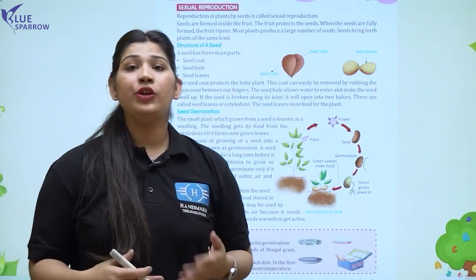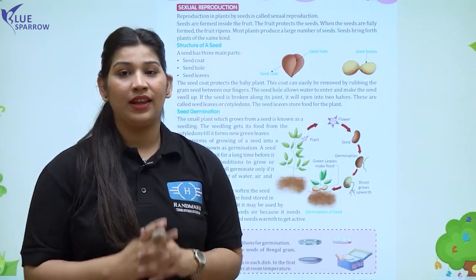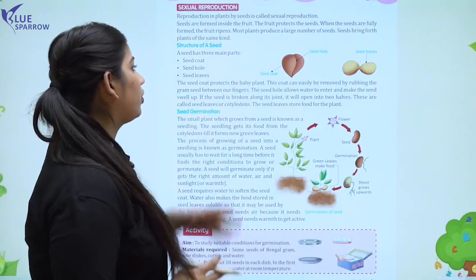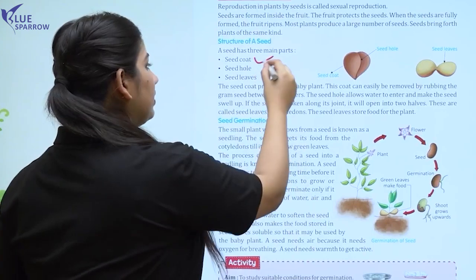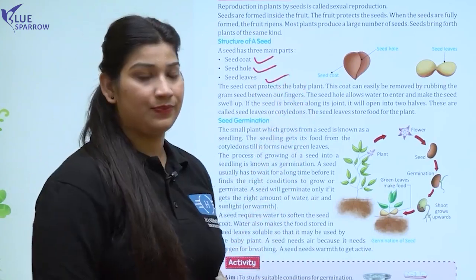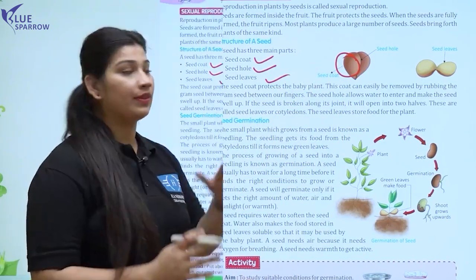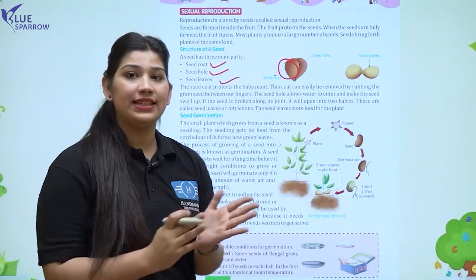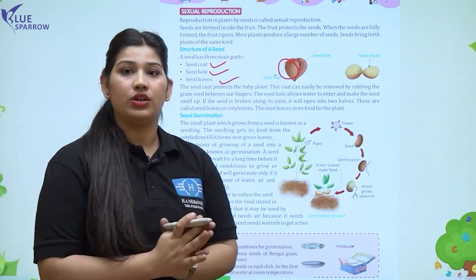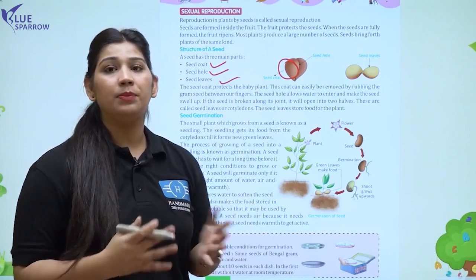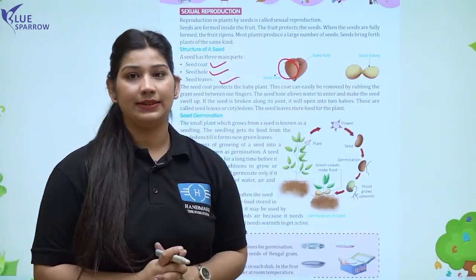When plants reproduce through their seeds, it is called sexual reproduction. Let us first understand the structure of a seed. A seed has three main parts: seed coat, seed hole, and seed leaves. The seed coat protects the plant inside the seed. This coat is removed easily when you peel it off. The seed hole allows water to come in and swell up the seed. The seed leaves store the food for the plant.